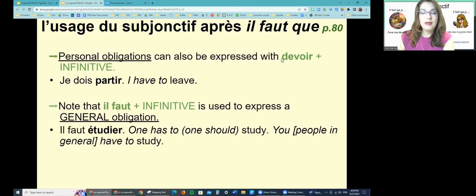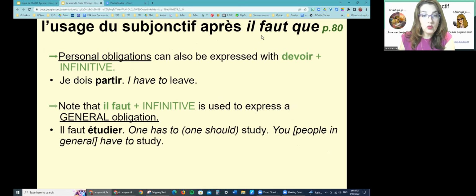L'usage du subjonctif après il faut que, so we continue with this idea. Here is a personal obligation. The personal obligations can also be expressed with devoir plus infinitive. Je dois partir. I must leave, but here we have verb 1 and verb 2. The verb 1 is conjugated in the present tense and the verb 2 is in the infinitive. We do not have a subjunctive here.